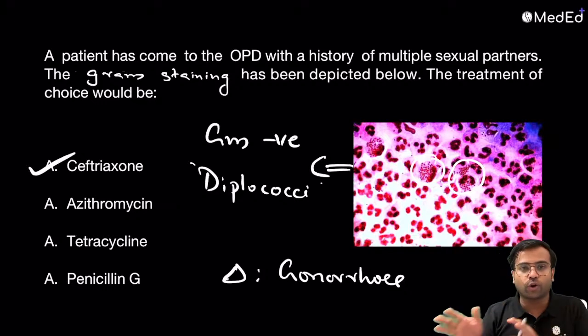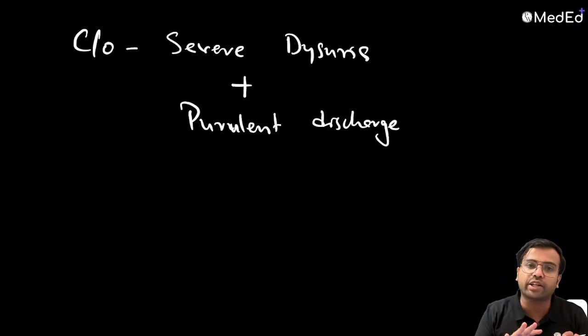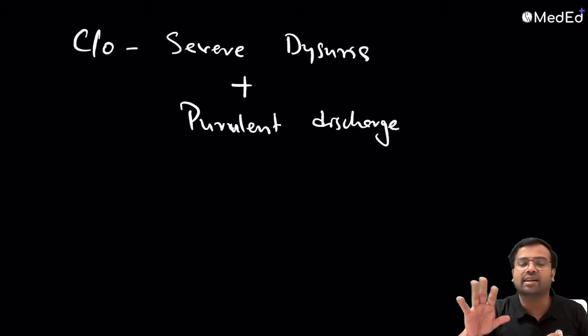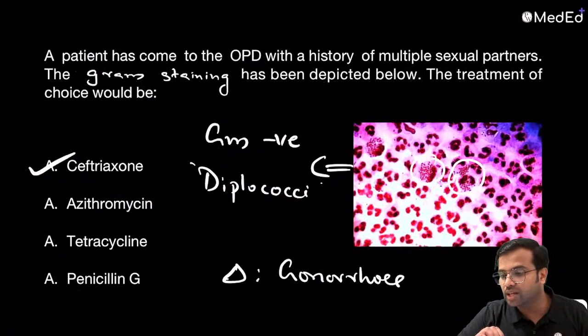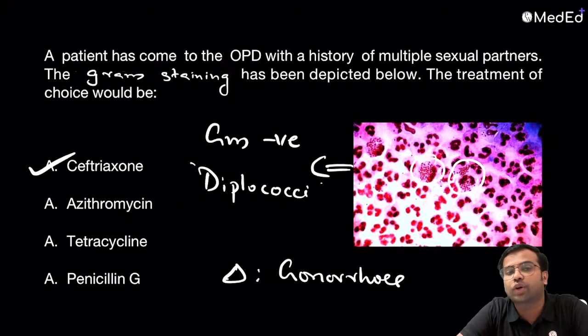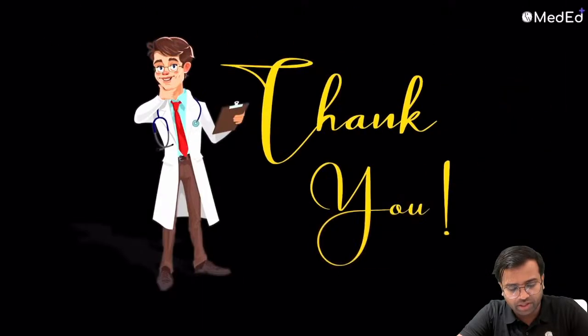Whereas in non-gonococcal urethritis, what happens? The patient, instead of severe dysuria, would have a mild dysuria. And instead of a purulent discharge, the patient may have a scanty discharge. So these are the various differences between both types of urethritis. And please remember, the drug of choice when it comes to gonorrhea would be ceftriaxone. So that is all about this discussion today.